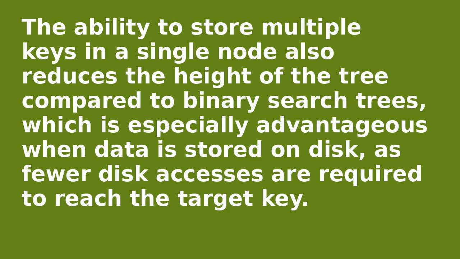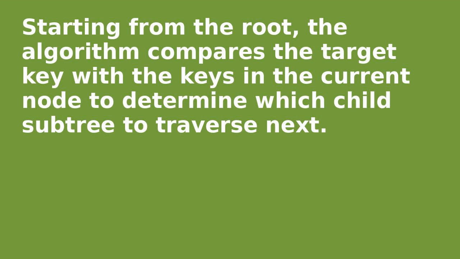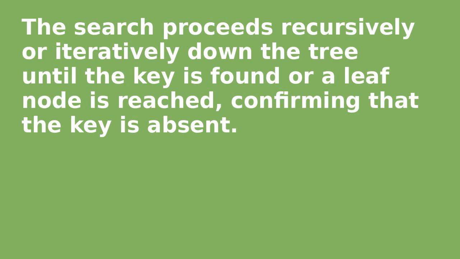the target key. Search operations in B-trees follow a process similar to that of binary search trees but generalized for multiple keys per node. Starting from the root, the algorithm compares the target key with the keys in the current node to determine which child subtree to traverse next. Since the keys in a node are stored in sorted order, a binary search can be applied within the node itself for efficiency. The search proceeds recursively or iteratively down the tree until the key is found or a leaf node is reached, confirming that the key is absent.